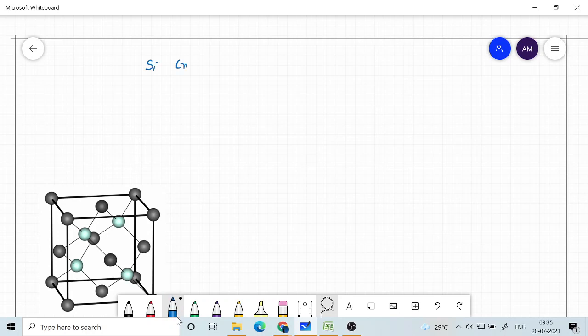Silicon crystal structure. So silicon is a very abundantly available material on the earth. 25% of earth crust is made of silicon. Basically it is available in the form of sand. Okay. So sand is chemically SiO2, and that is plenty available.